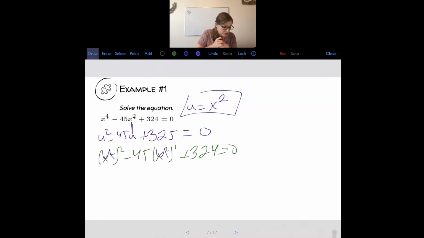So now we have u squared minus 45u plus 324 is equal to 0. So you can solve this by factoring, by the x method. Try one of those first before the quadratic formula. So we'd be looking for two numbers that multiply to 324 and add to 45. Okay, so I'm going to write my factors of 324.